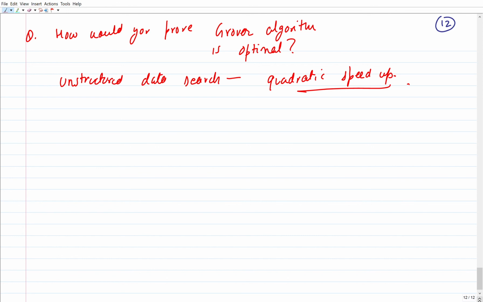There are other interesting consequences of this quadratic speedup of square root of n. We'll come to them later, but essentially that's the idea of Grover's algorithm.